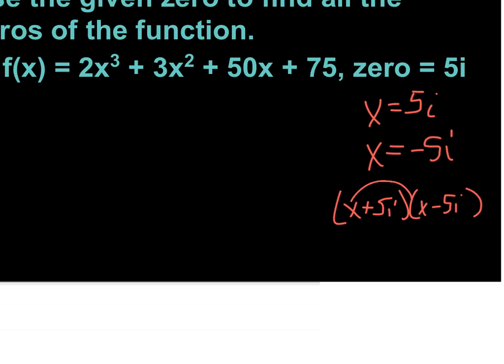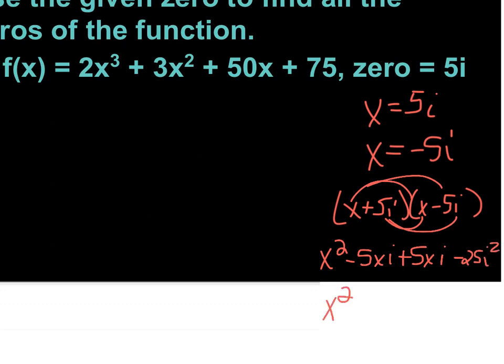So what is x times x? X squared. What is x times negative 5i? Okay. What's 5i times x? Plus 5xi. And then what's 5i times negative 5i? Negative 25 what? I squared. Okay, so what happens with my 5xi's? They cancel out. And then I have negative 25i squared. I squared is equal to what? Negative 1. So I cross this out and put a plus. So I have x squared plus 25. Okay? This process will be the same thing every time.